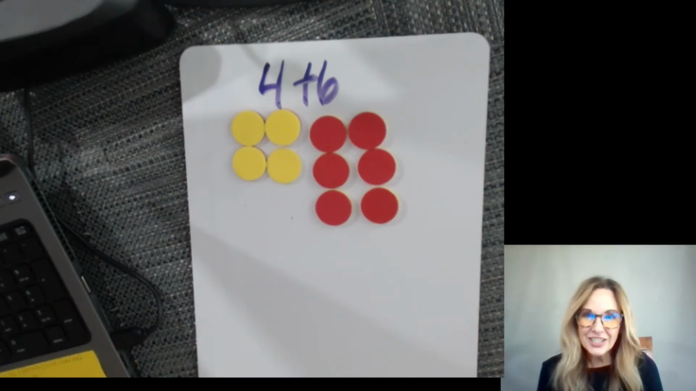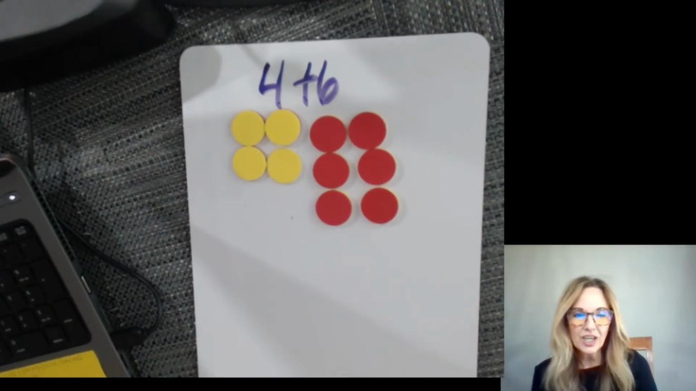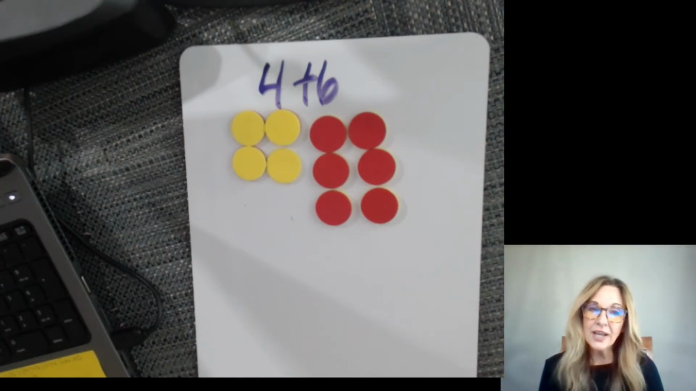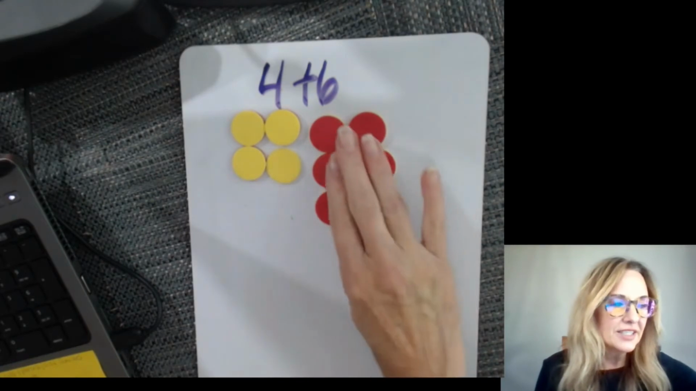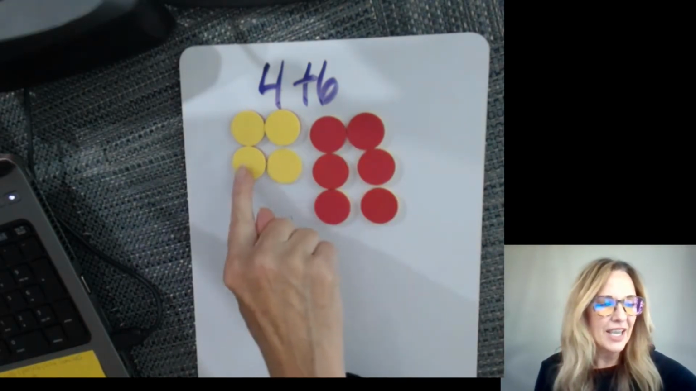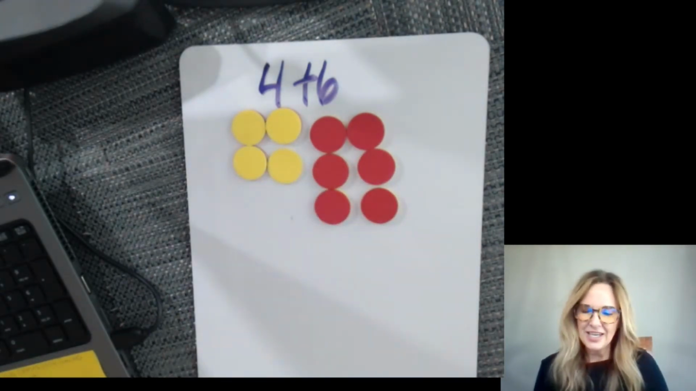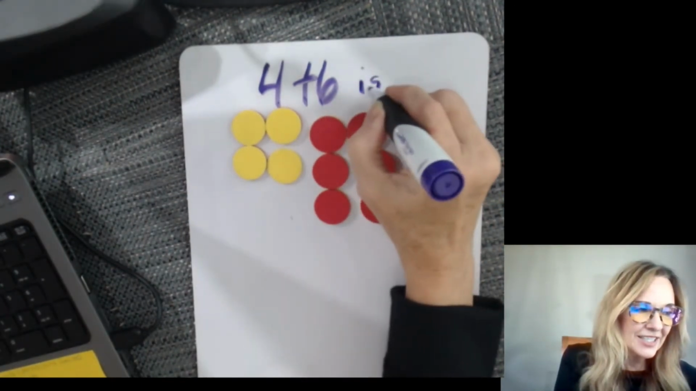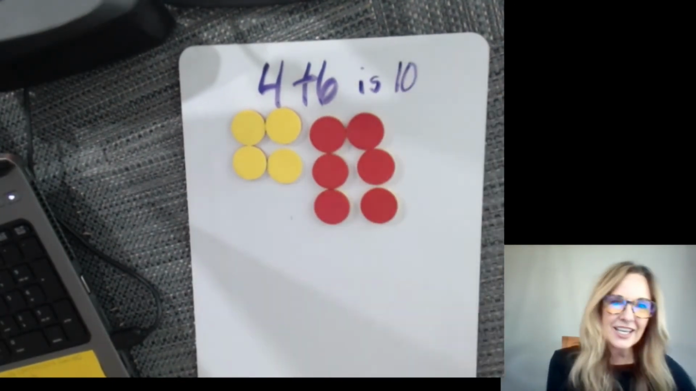Let's use our strategy to figure out 4 and 6. Yes, I think we should use our counting on strategy, and I agree. Let's start with the number 6. It would be the most efficient way to count. 6, 7, 8, 9, 10. So 4 and 6 is 10.